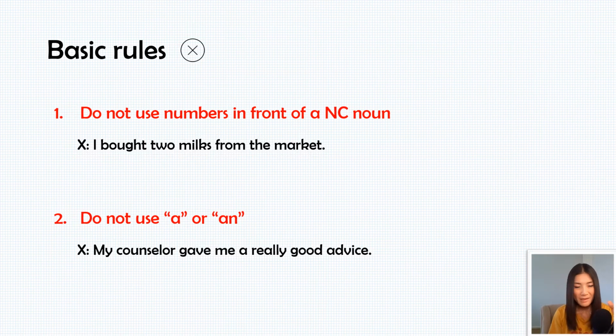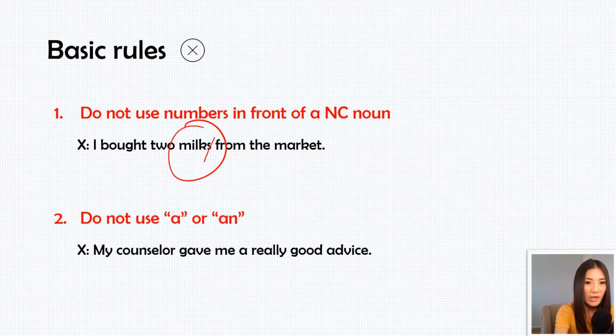Let's start with some basic rules. So these are two things that you should not do. Number one says do not use numbers in front of a non-count noun. For example, here it says I bought 2 milks from the market. So milk is a non-count noun. So therefore, you should not have that S there. But in addition to that, you're not allowed to have any numbers in front of a non-count noun. Later in the video, if you want to count non-count nouns, we'll talk about how to do that. But for now, do not put numbers in front of a non-count noun.